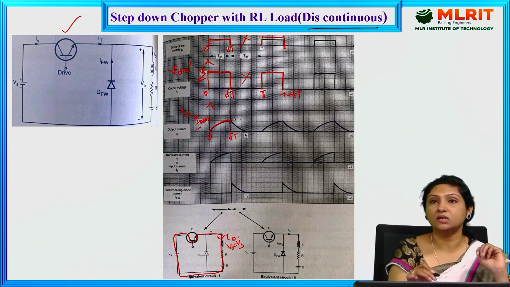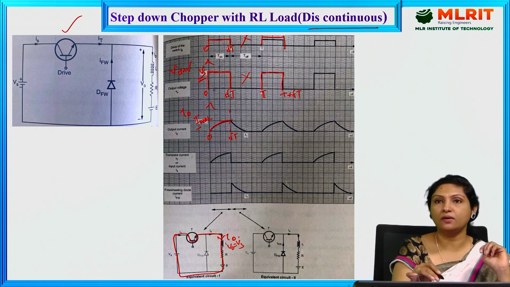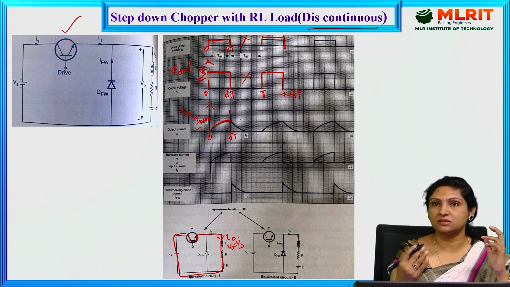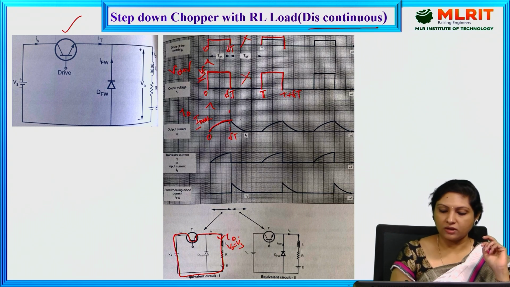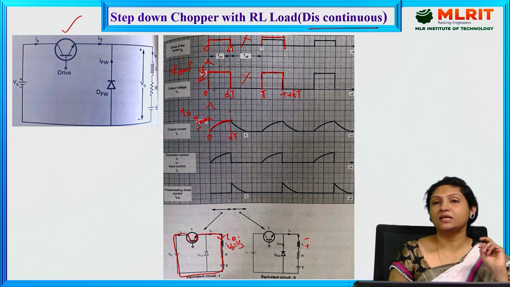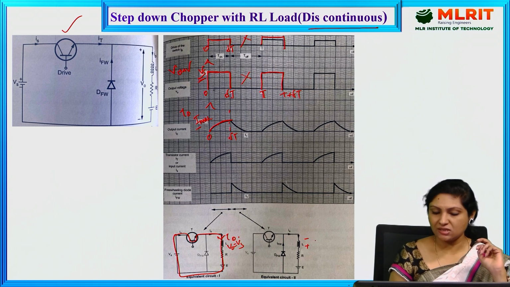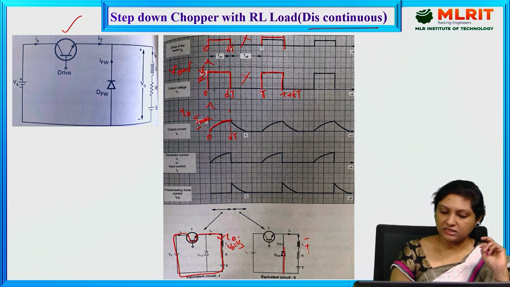And the moment it reaches delta t, here we have withdrawn the base drive, and that is how the transistor remained off. And since the transistor is off, whatever energy is stored in the inductor will tend to maintain the current flow in the same direction, and because of the voltage across the inductor, this particular diode will be forward biased and it starts conducting current through the load.